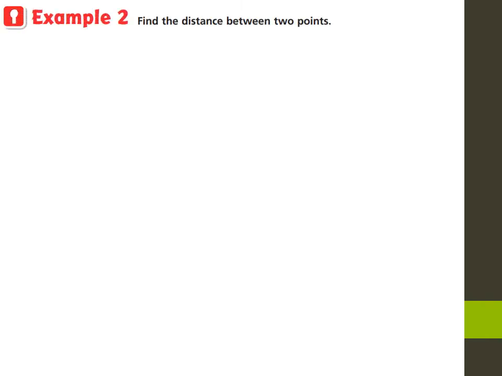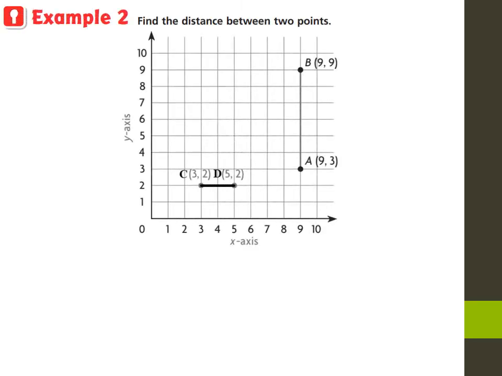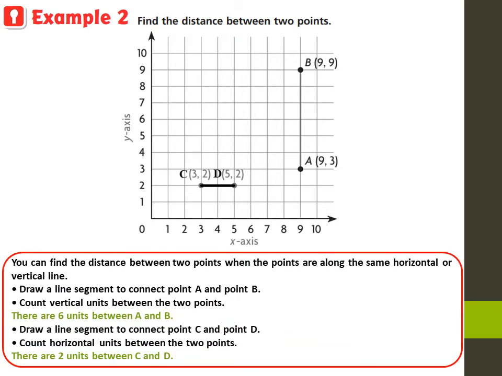Example 2. Find the distance between 2 points. You can find the distance between 2 points when the points are along the same horizontal or vertical line. Draw a line segment to connect points A and B. Count vertical units between the 2 points. There are 6 units between A and B.